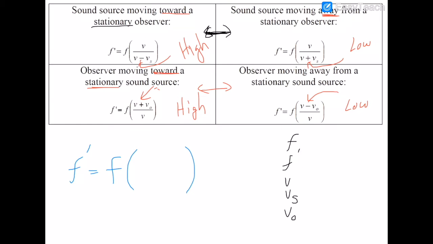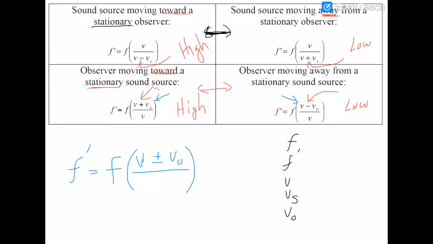Now in the numerator, let's look down here, we have a numerator here. I have V plus Vo or I have V minus Vo. So I'm going to write in the numerator V, and I'm going to do plus or minus Vo. I'm going to do it this way, okay?